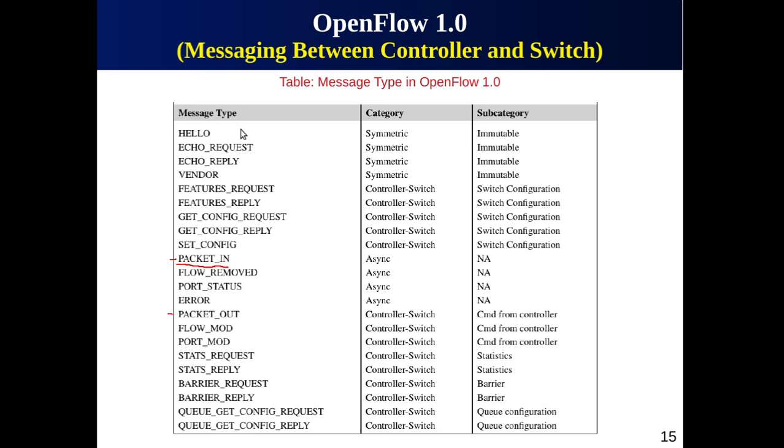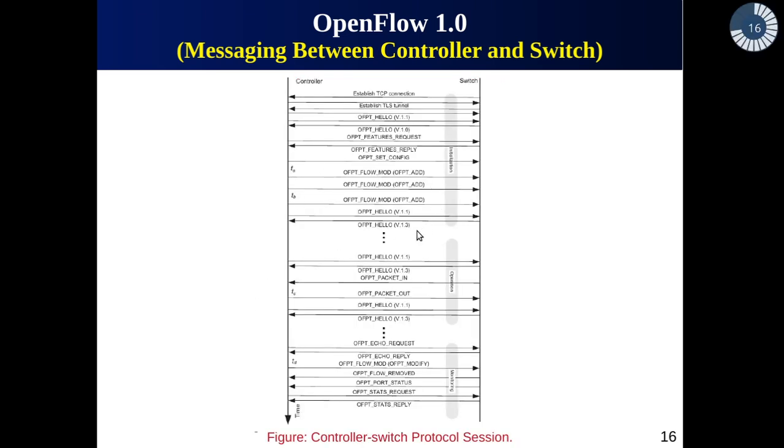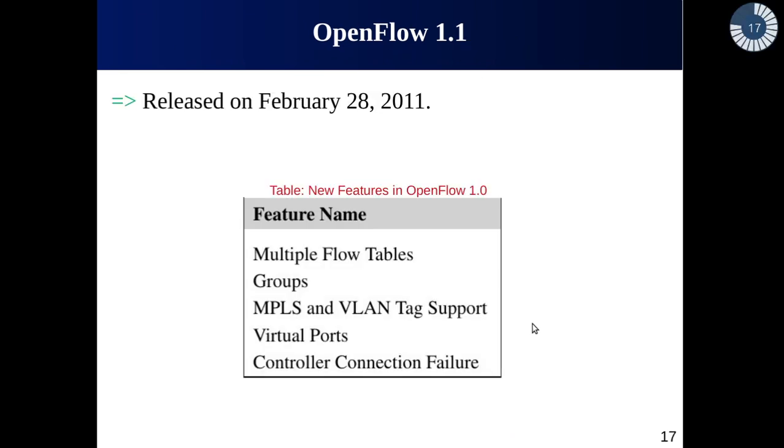Every message belongs to a specific category, and every message serves a purpose. They are mostly used for communication between the controller and the switch, and they are used in a sequence. One example of the controller-switch protocol session is shown in this figure. You can give attention to this. If you're interested, you can see the sequence of the messages by yourself.